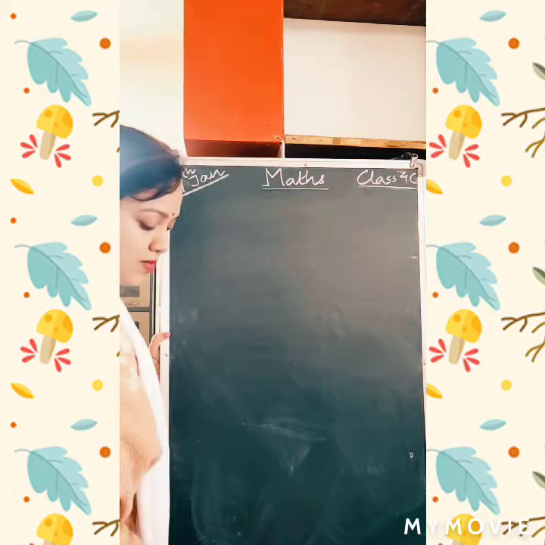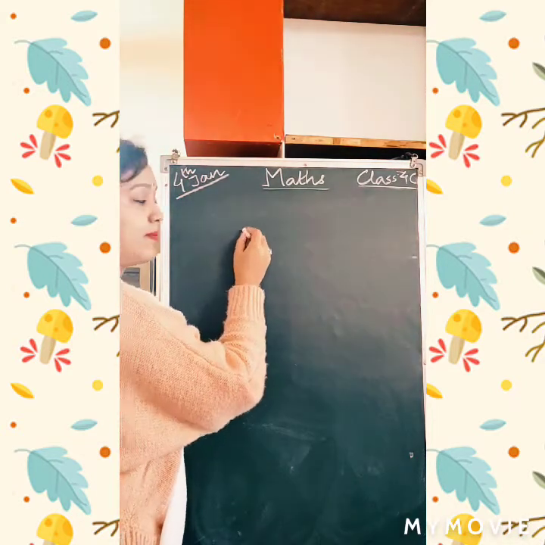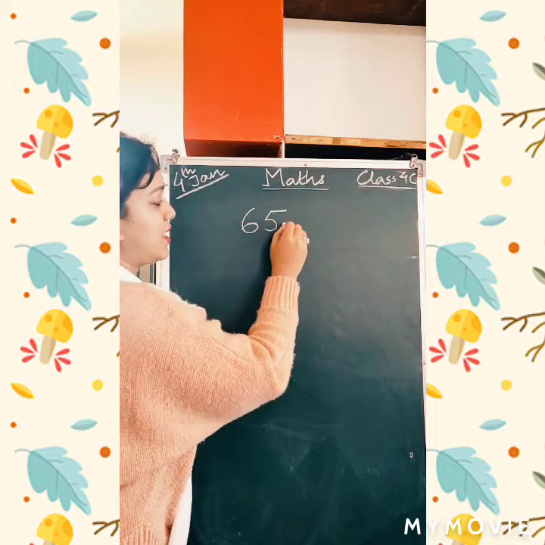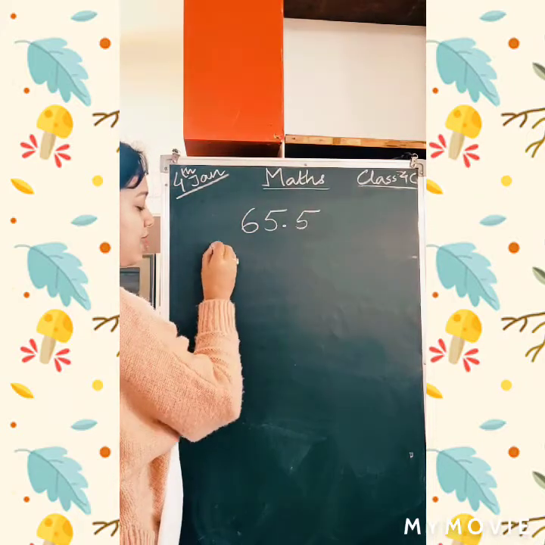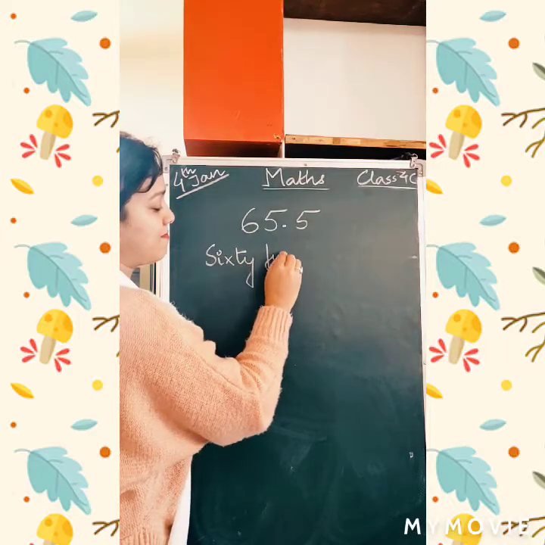Now, if you have to write this number in terms of words, then how do you write? You will write 65.5.